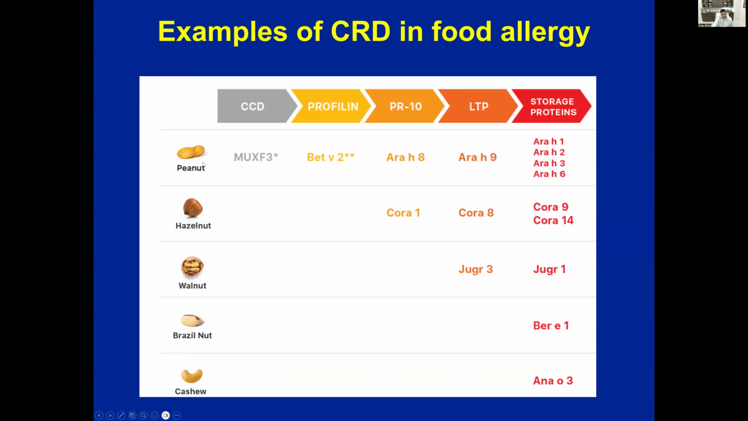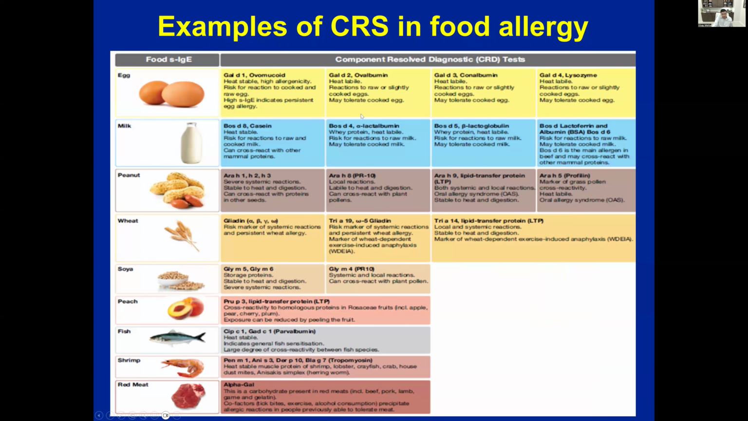Okay, so here are some other examples. You have peanut here, you have hazelnut, walnut, Brazil nut, cashew nut. And again, what you're looking for is, am I sensitized to a lipid transfer protein? Am I sensitized to a storage protein? If yes, you have to be careful. And this also extends to other foods, egg, milk, where you have a heat-resistant protein.